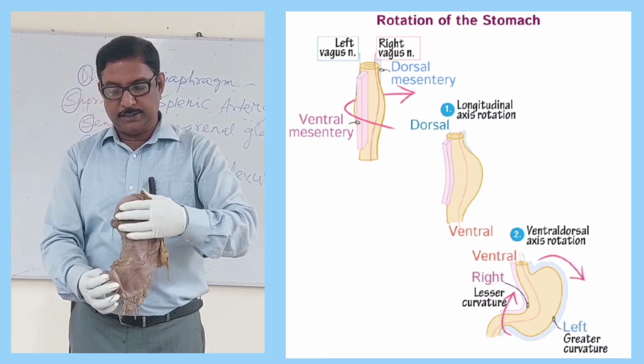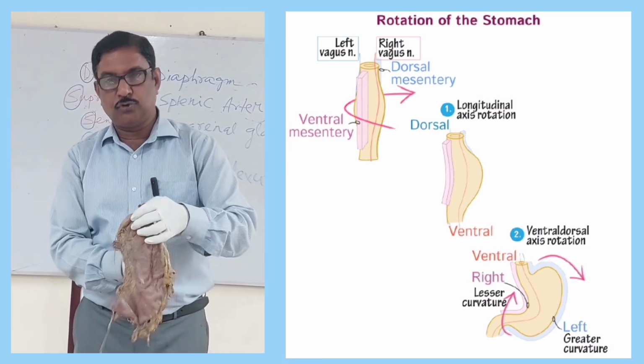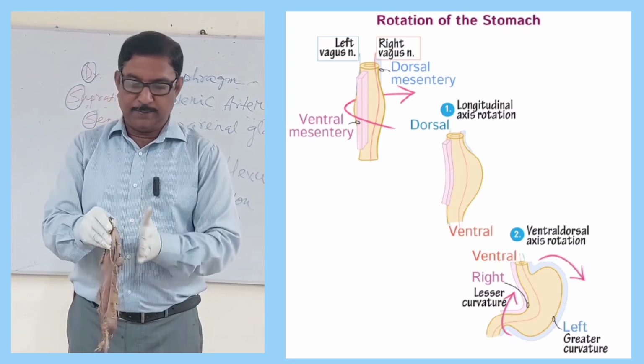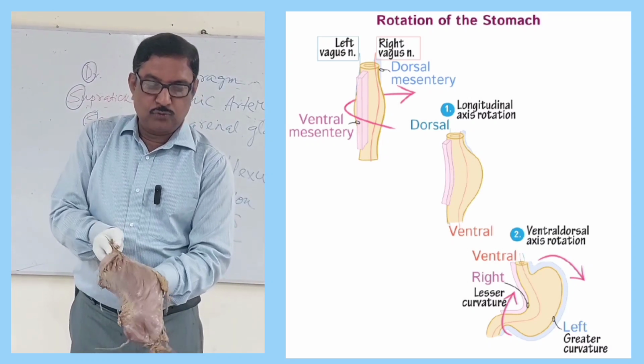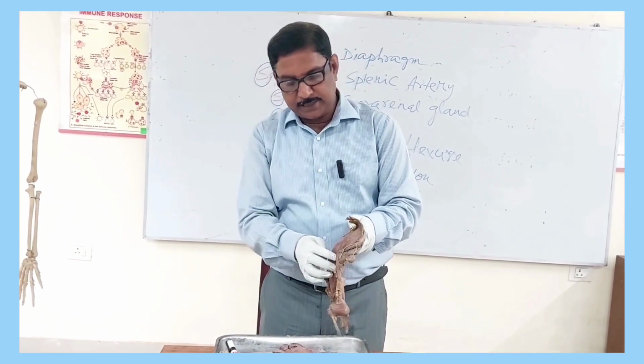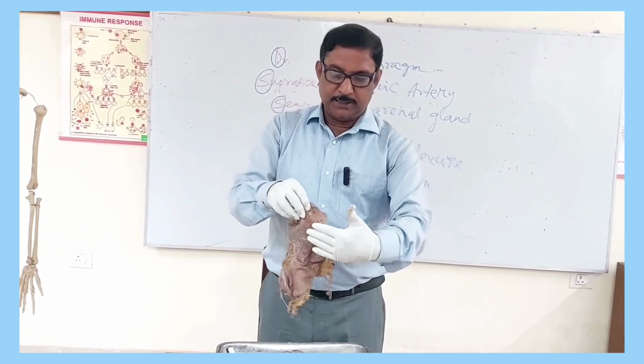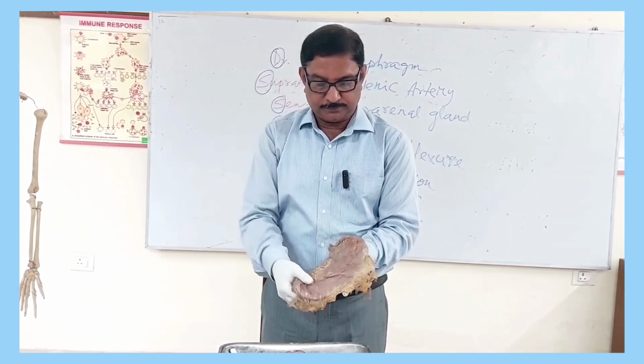Because of rotation like this, now the right surface becomes the posterior inferior surface, and the left surface becomes the anterior superior surface. So consequently, the right vagus nerve will supply the posterior inferior surface and the left vagus nerve will supply the anterior superior surface.